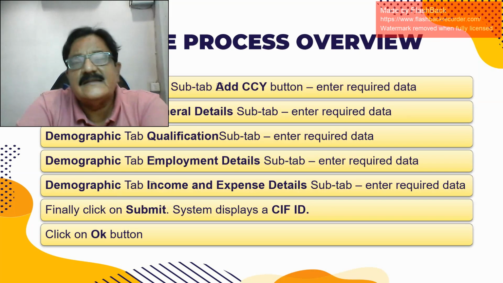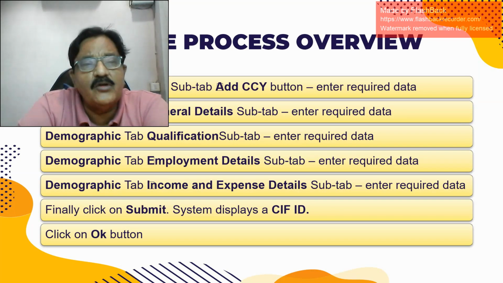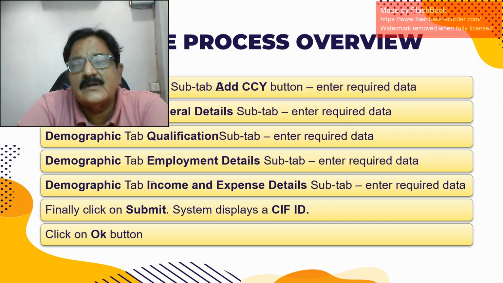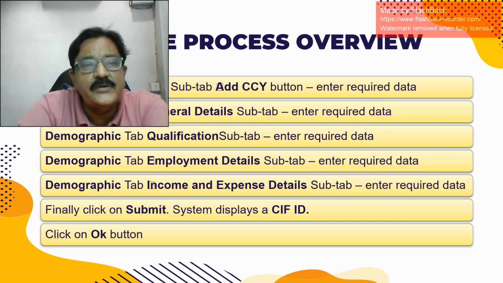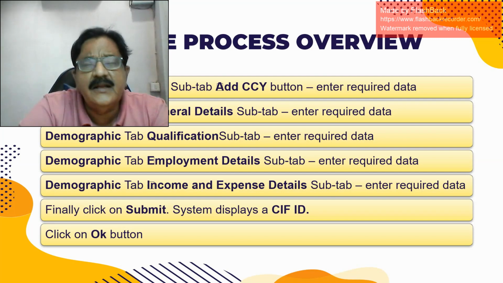CCY is the currency tab, which has to be entered by default as INR because we are not opening an account in foreign currency unless it is an NRE account or FCNR account for NRIs. Demographic tab details, general details: what business is he doing, qualification, whether he is a postgraduate or graduate, employment, whether he is salaried, self-employed or a business person. Then income and expenses details, how much income has he earned.